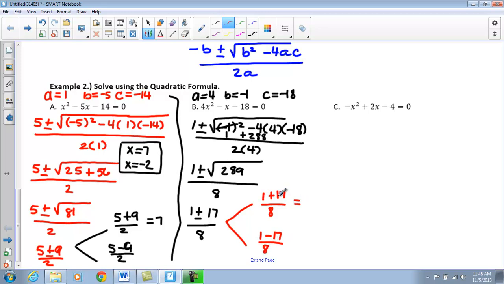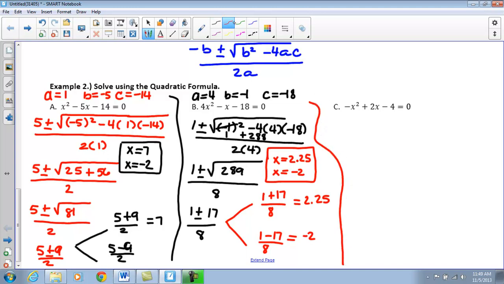So 1 plus 17 is 18 divided by 8 gives me 2.25. And then the bottom one, 1 minus 17, is a negative 16 divided by 8 is a negative 2. So my solutions here are x equals 2.25 and x equals negative 2. So these are my two solutions for the second part for B.